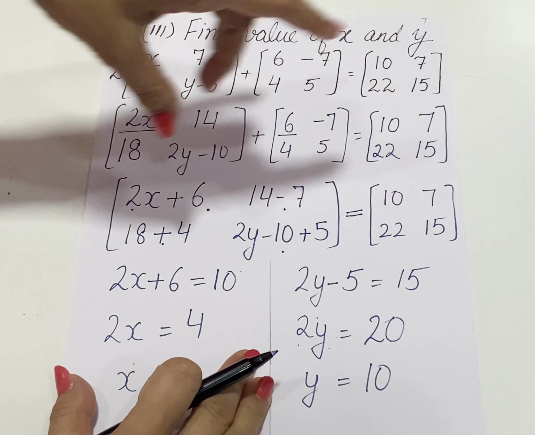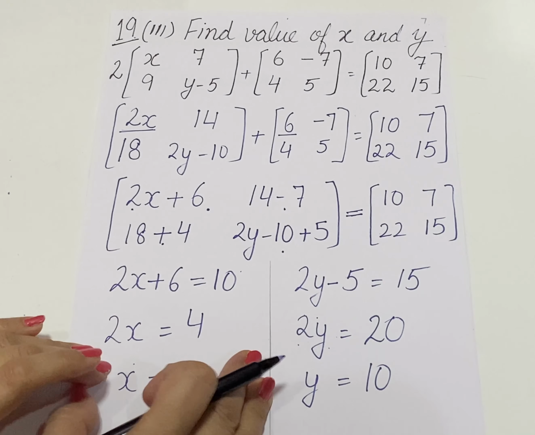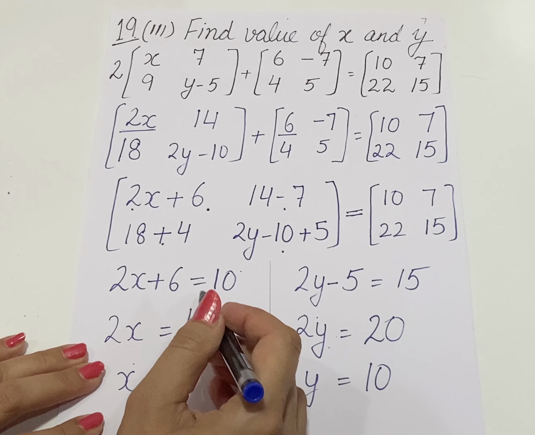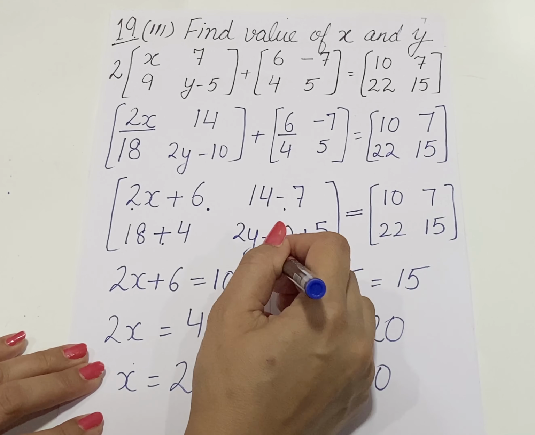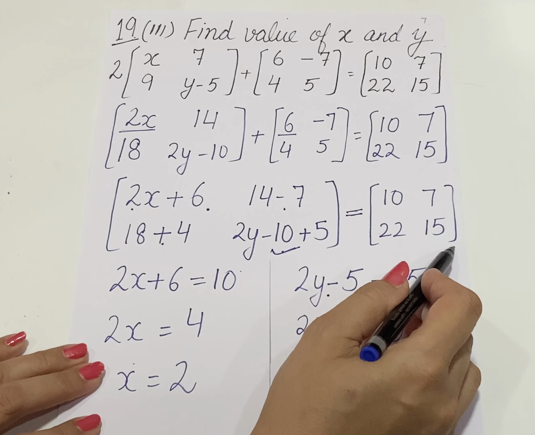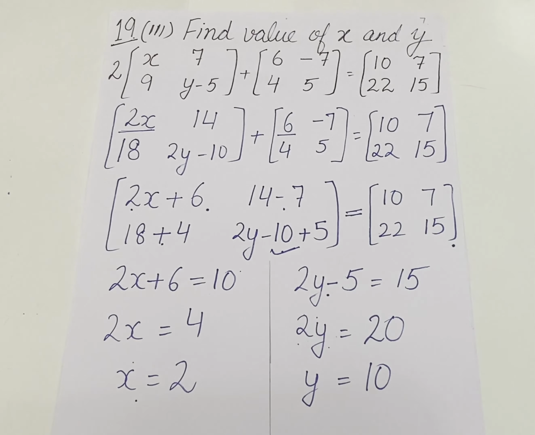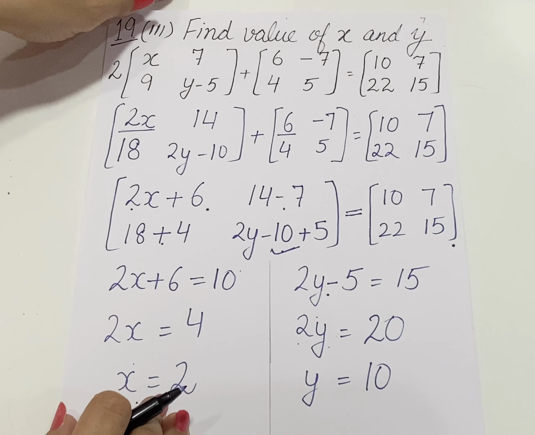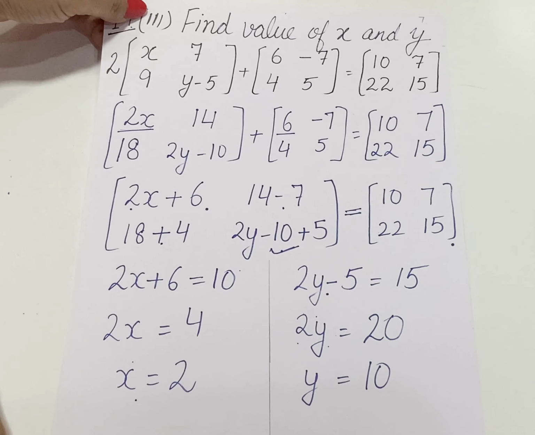Now these two are equal matrices, and we know that if two matrices are equal, then their corresponding elements are equal. So this gives you 2x plus 6 is equal to 10. 14 minus 7 equal to 7. No need of this. Now we are going to take this term in which y is there. This will be 2y minus 5 is equal to 15. So on simplification of this, you will get x is equal to 2. And on simplifying this, we are getting y is equal to 10. So students, this is all what we have in the second exercise of the matrices. And it's very easy. You can practice, you can try the questions from this exercise.